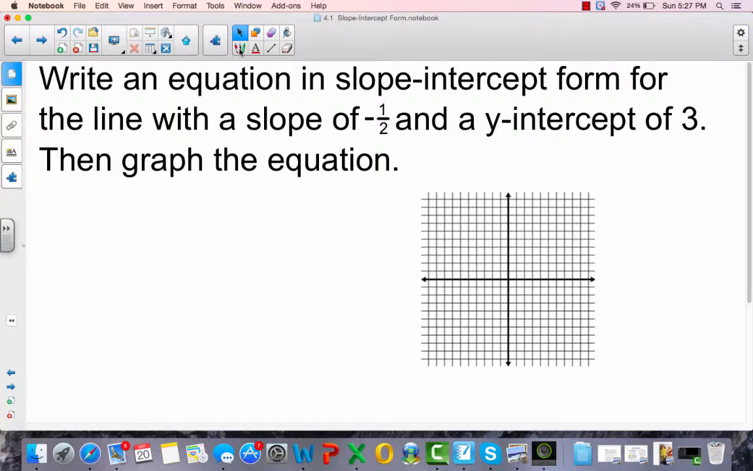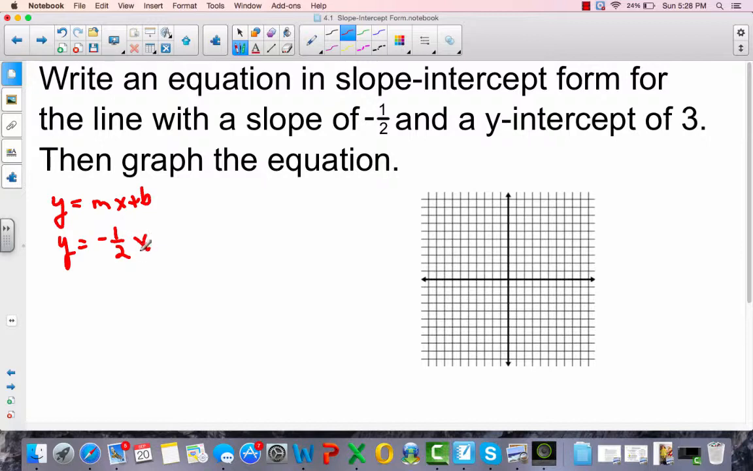Okay, let's see what you did. The slope-intercept form is y equals mx plus b. So we write y equals, the slope is negative 1/2, put the x, and the y-intercept was 3, so we put a positive 3. Then we come over here, we start at 0, we go up 1, 2, 3, and we put our dot. And our slope is negative 1/2.